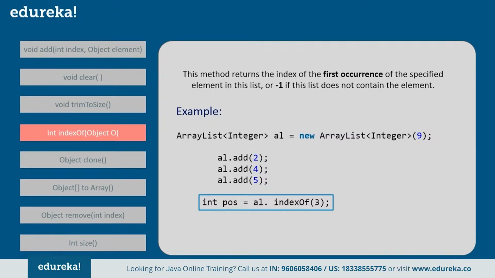Next, indexOf. This method returns the index of the first occurrence of the specified element in the list. If that element is not present in the list, then it returns -1. Suppose in this case, if you want to return the index of 5, and you write 5 here, then it will return A of 2, because A of 1 and A of 2. But if you try to find the index of 3, which is not present in the array list, then it will return -1. That is, it returns -1 if the list does not contain the particular element.